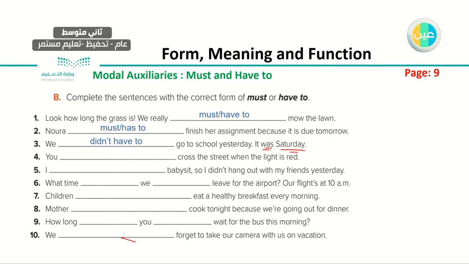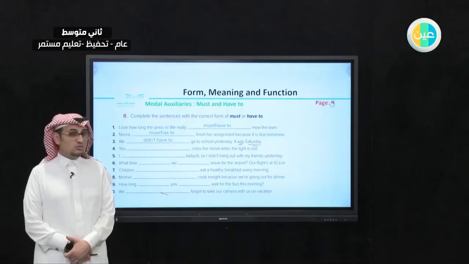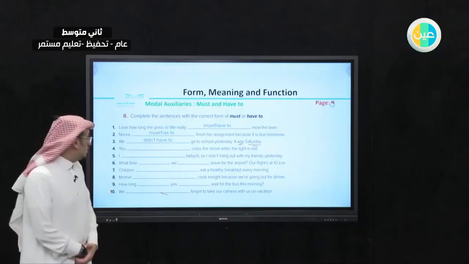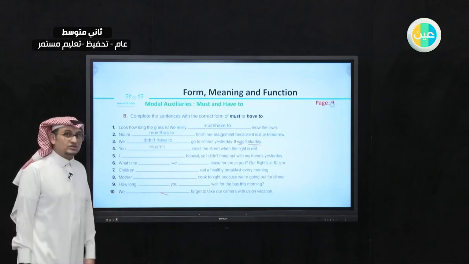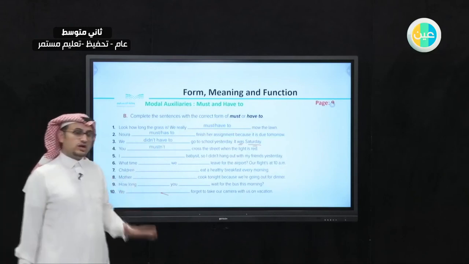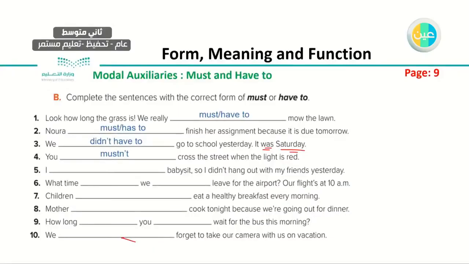Okay, good. You cross the street when the light is red. Can we cross the street when the light is red? No. So we have to choose the word mustn't, something not allowed at all, okay? So we mustn't cross the street when the light is red.